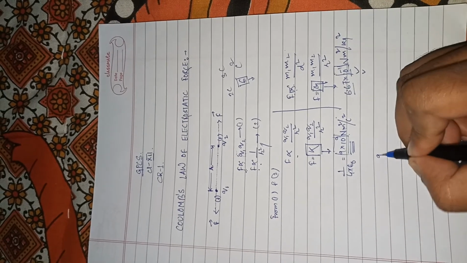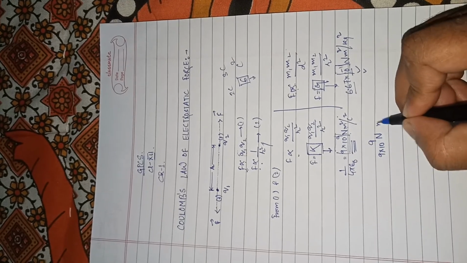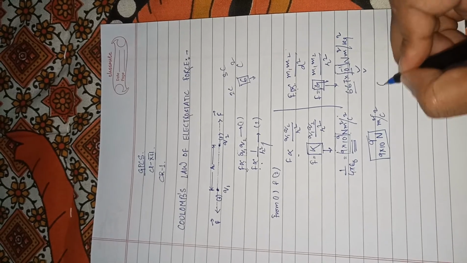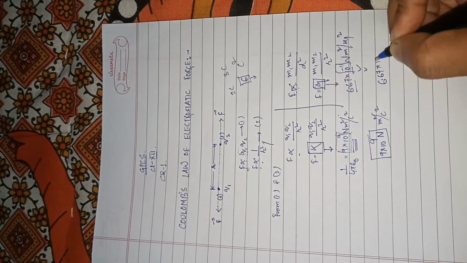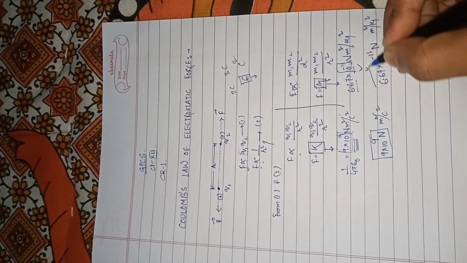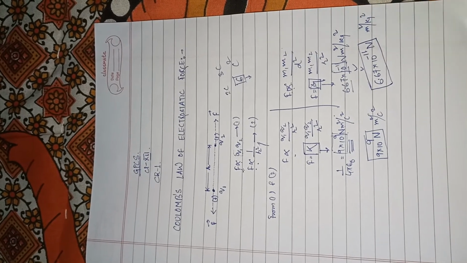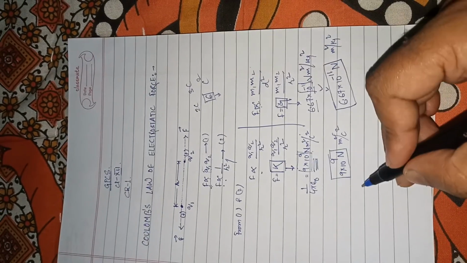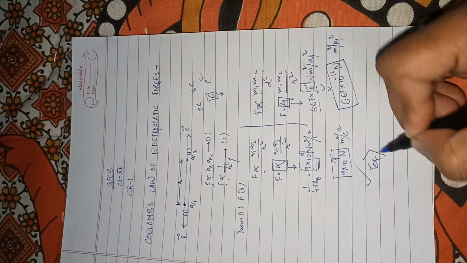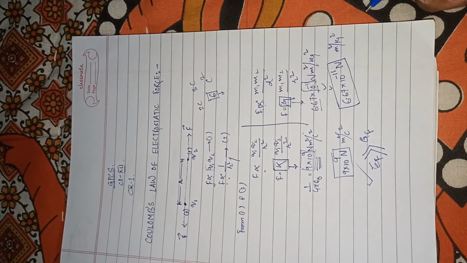Here we got 9 into 10 to the power 9, positive 9, Newton meter square per Coulomb square. This is the point to be focused. And here we got 6.67 into 10 to the power minus 11 Newton meter square per kg square. This is the point to be focused. That's the reason we can find from these values that electrostatic force is much stronger than gravitational force. Got the idea?